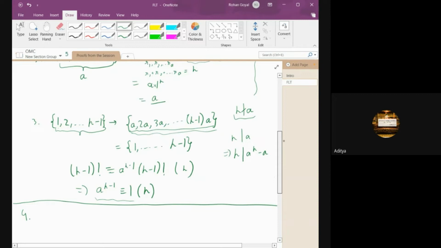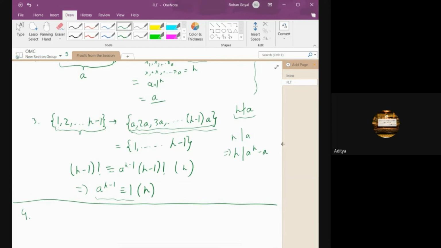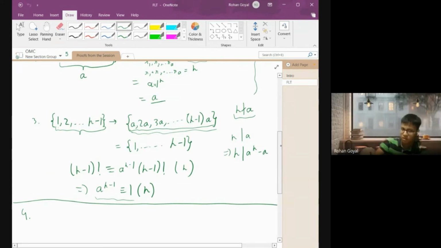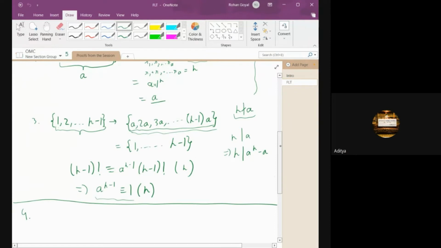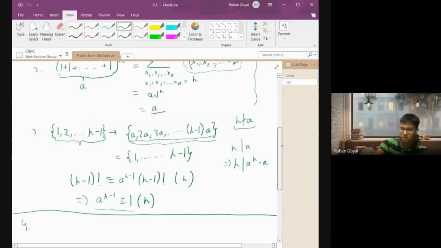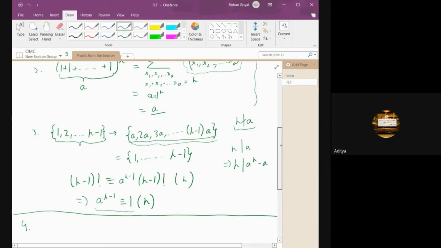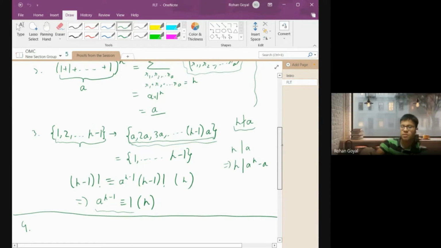It's not a to the p congruent to a mod p when p is prime for all a. That's what we said. If p is a prime, then from Fermat's little theorem we can write a to the power p congruent to a mod p for all a. That's what we are trying to show. That was the goal. We are trying to prove that theorem, and we are just giving different proofs of the theorem.